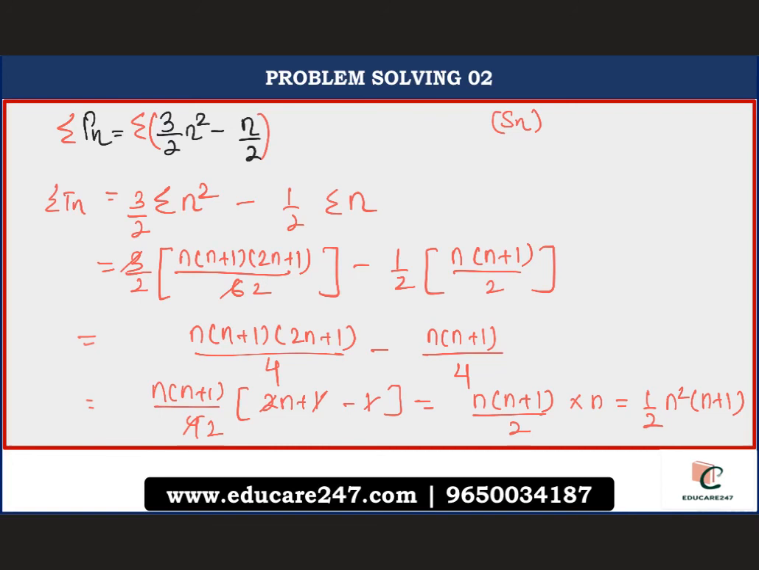So what is the value of Sn, the sum of n terms of the series that we were supposed to find out? The value of the sum of n terms of the series that we were supposed to find out was n square into n plus 1 divided by 2. This is your final answer.